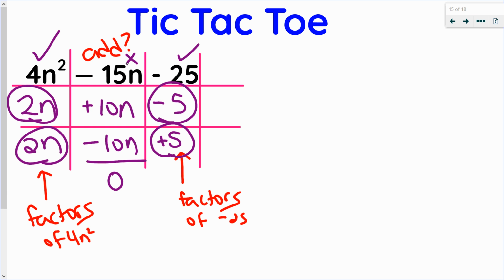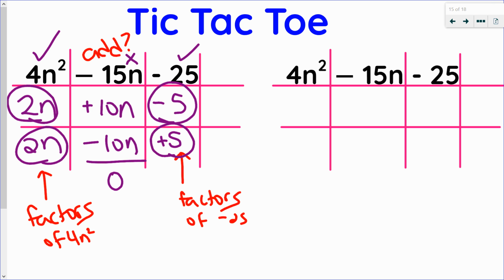I wanted negative 15. So that tells me that my factors are too close together. So I need to try again, just maybe spreading them out a little further. So let's try a different strategy for 4n squared. Maybe let's try 4n and positive n. So 4n times n, 4n squared, yes. Let's look at negative 25. So I know I can get 5 times 5, but let's try making this one positive and this one negative.